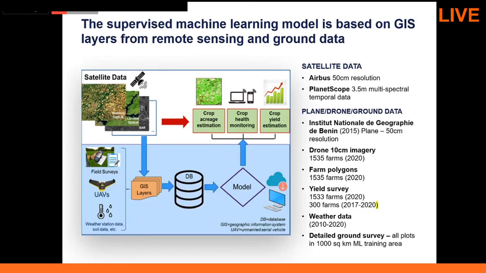So all this data pulled together forms a comprehensive system. We take that satellite data, combine it with drone field surveys, weather data. We create a set of layers within a GIS database. We then start to develop a model using machine learning techniques. And the goal is for that to be able to produce capability to do crop acreage estimation, crop health monitoring, and crop yield estimation.